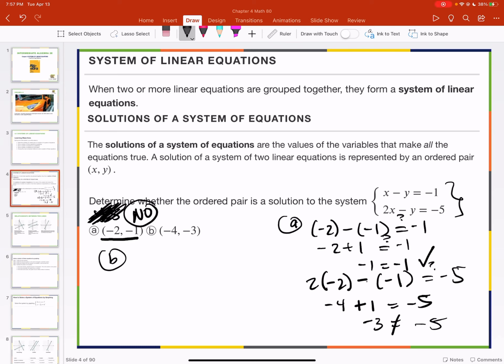So notice, what did we do? It was a solution to one of the equations, but not the other. And in order for it to be a solution of the entire system, it has to fulfill both, okay?